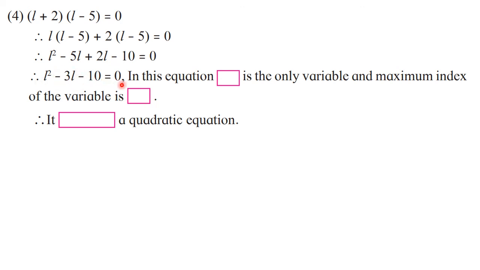is equal to 0. Now observe these. Compare it with the standard form. Okay, so what you can observe here is L is the only one variable. So that is the first condition, that L is the only variable. Also observe the highest index or maximum index. It is 2 again. So write that down. It is 2. Both the conditions are satisfied. So what we are going to write? It is a quadratic equation.